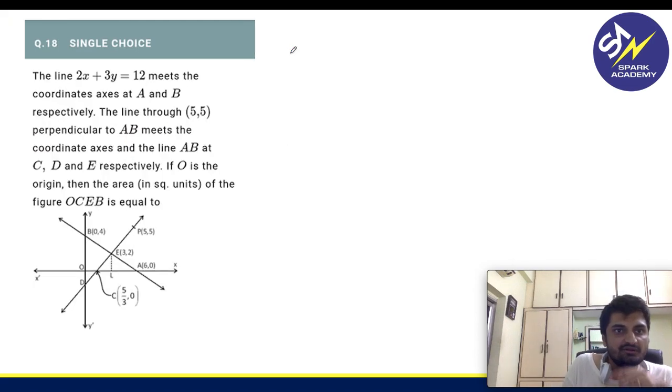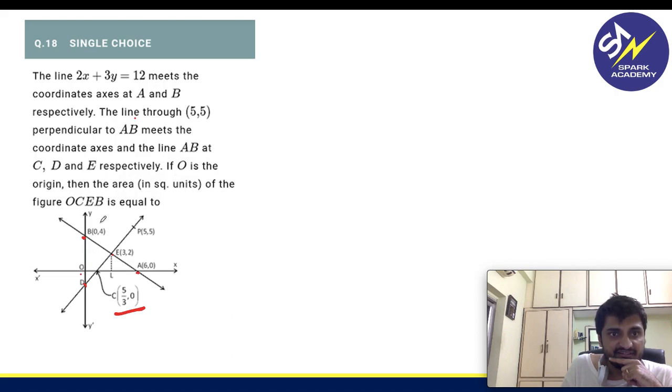What about this? 2x plus 3y equals 12 meets the coordinate axes in A and B. So they gave the figure here. The line passes through 5, 5. The line meets the coordinate axes at A and B. The line through 5, 5 is perpendicular to AB at C, D, E respectively. So perpendicular to AB. So where is this? So C they have given, D they have given, E also they have given.